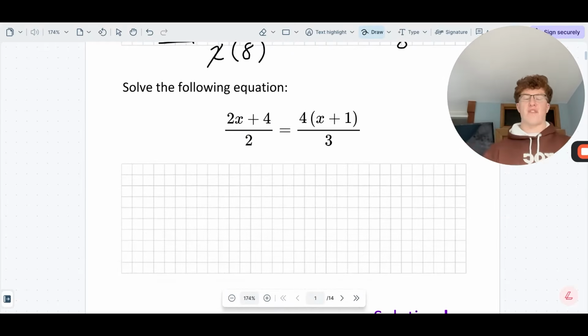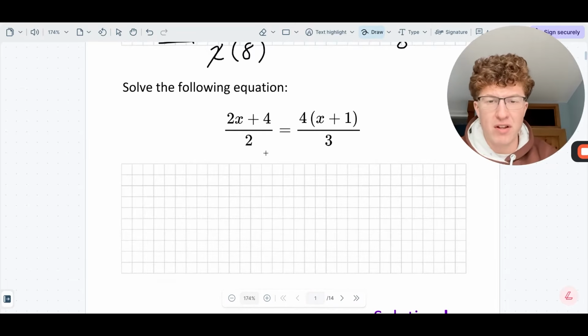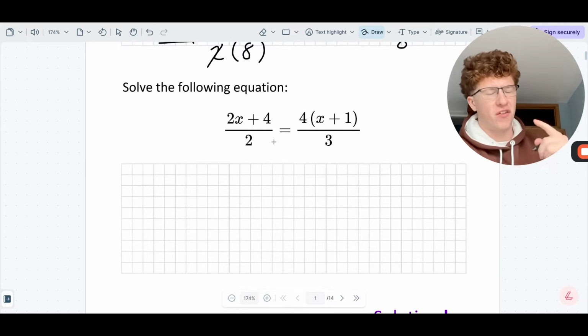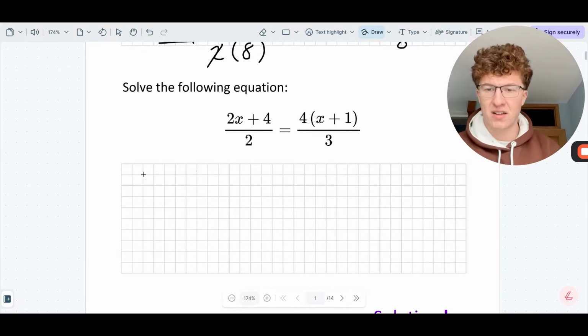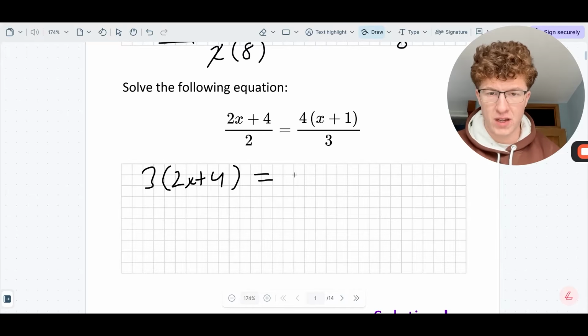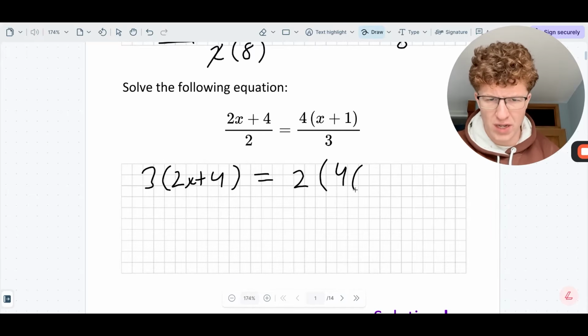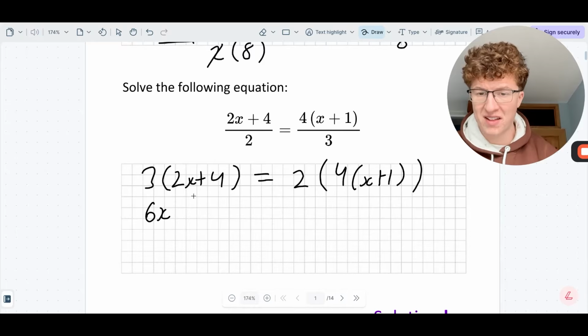This question here, however, there is an equals sign. So we're still going to cross multiply, but we're not doing bottoms because we're actually going to solve for x. We're not writing it as a fraction, we're solving for x. So what we're going to have here is 3 times 2x plus 4 is equal to 2 times 4 times x plus 1. So distribute the bracket, 3 times 2x is going to be 6x, and then 3 times 4 is going to give us 12.